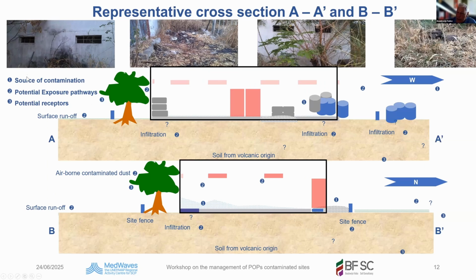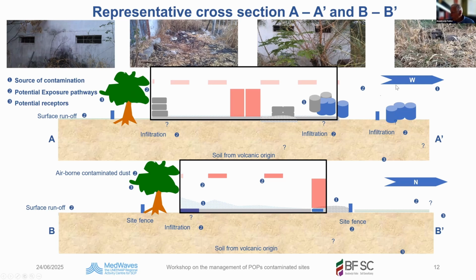And here I have given a 1 for the source of contamination, 2 are the potential exposure pathways, the migrating routes, and 3 are the potential receptors. And you see potential because I did not confirm that by sampling and analysis. So I think that this is the potential pathway, and I think that this is the potential receptor.